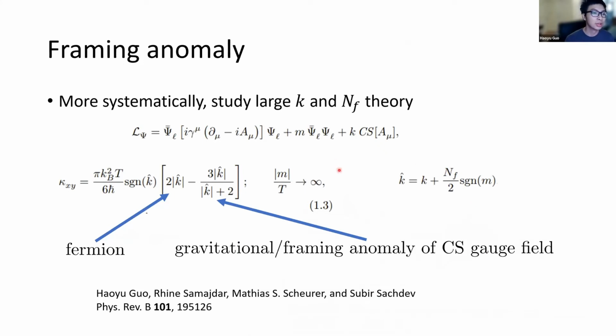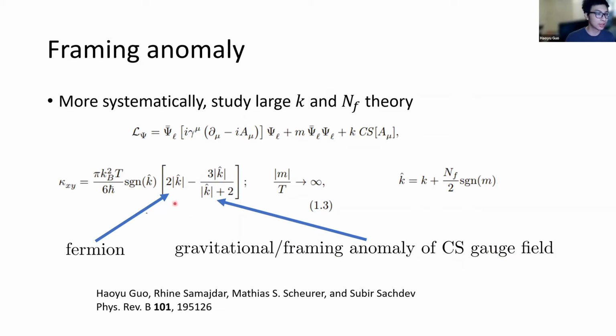Yeah, so let me go back to the theory for the insulators, which is SU(2) gauge theory, and then let's just consider taking some large K and large flavor limit of this theory, by keeping the ratio of K and F fixed. Then we can perform this calculation of the thermal Hall effect, and what we found is the following.